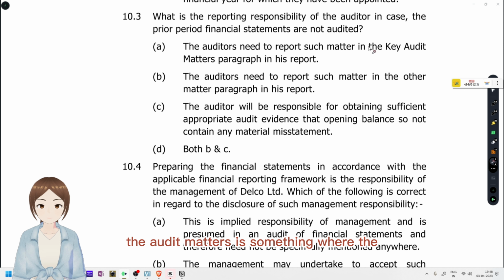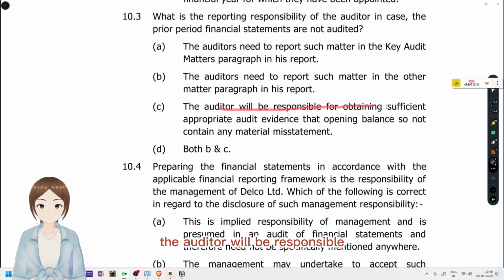Key audit matters are where all the information was discussed between the auditor and the management or the TCWG. As this was not discussed with the management, since the previous financial statements were not audited, the auditor needs to report such a statement in the other matters paragraph. Yes, the other information is other than financial information.